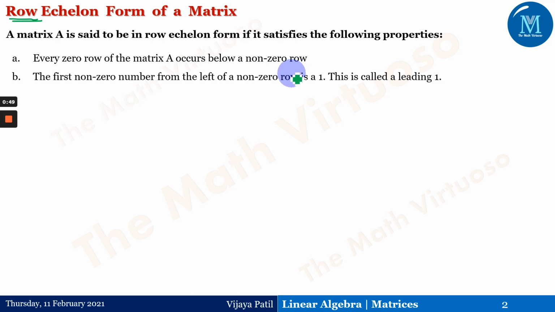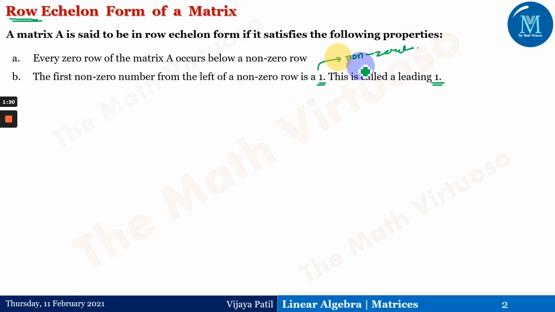Then the first non-zero number from the left of a non-zero row is 1. This is called the leading one. Some of the books, instead of this 1, are using a non-zero number. So if somebody is referring to that, that is also fine. It's not required that every time the first non-zero element of that row equals 1 or a leading 1.